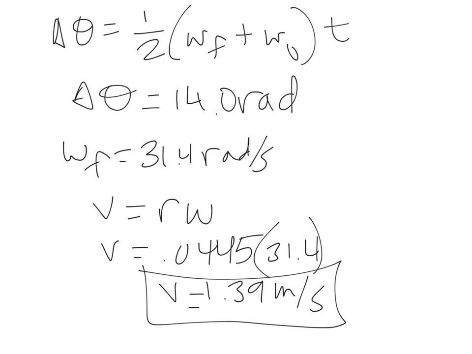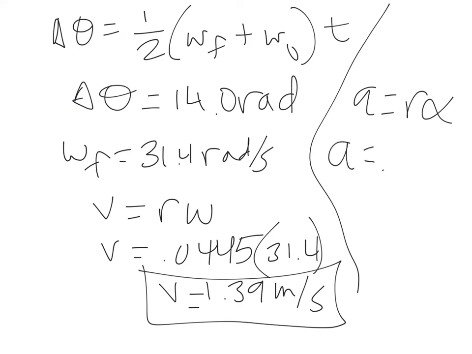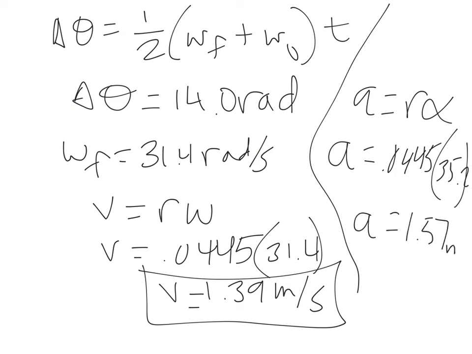And then the part D, they're asking for the tangential acceleration or the linear acceleration, so we can just do the same basic thing, where a equals r alpha. We know that r is 0.0445. We know that alpha is 35.2. And if we multiply those, we get a to equal 1.57 meters per second squared. So that's it. That's all you have to do. So it's basically like the old kinematics, except with just different variables.